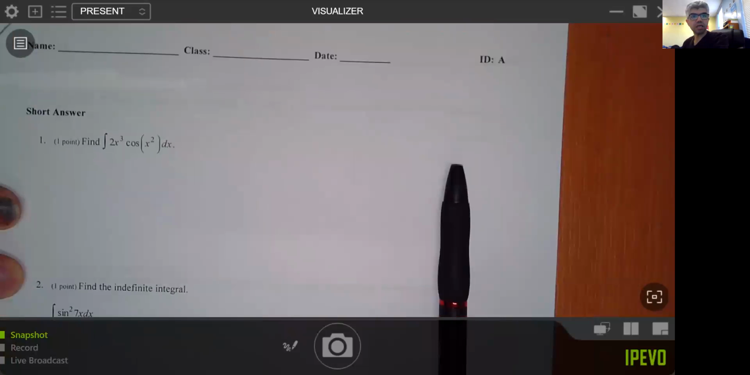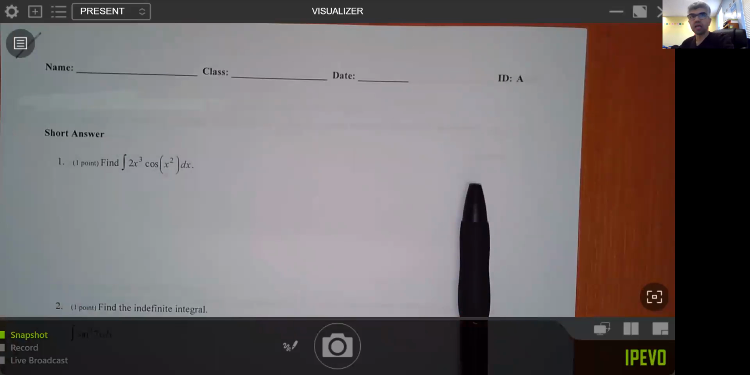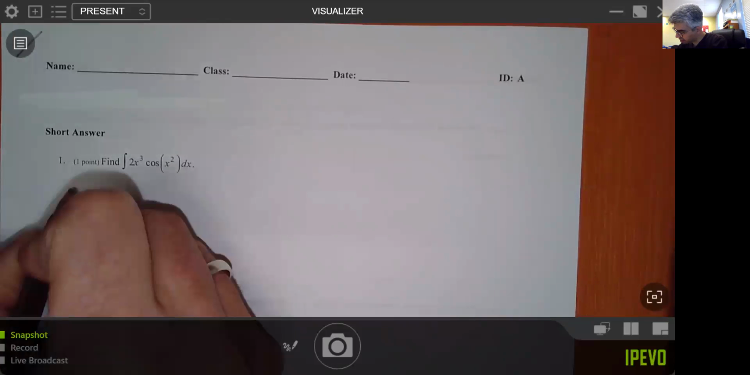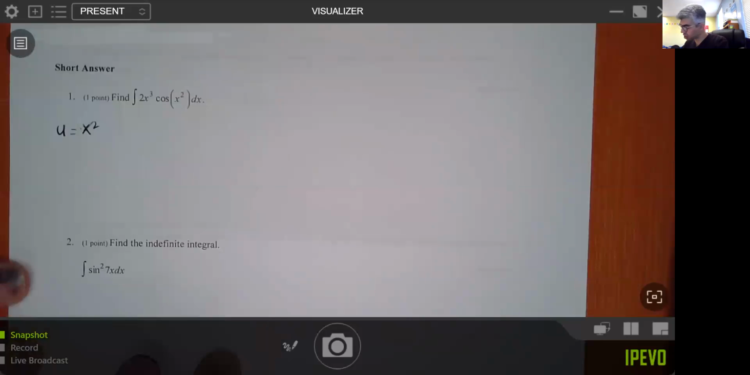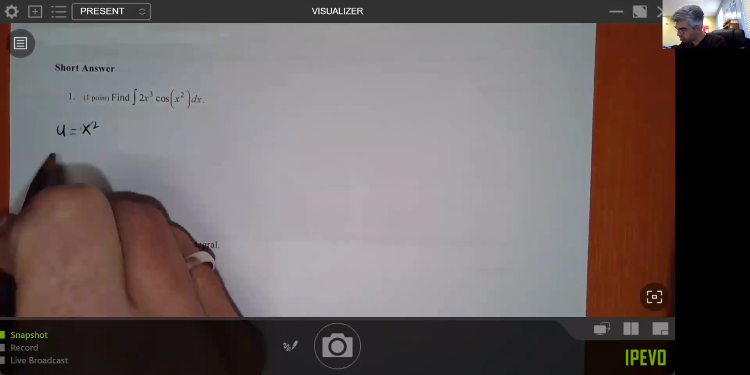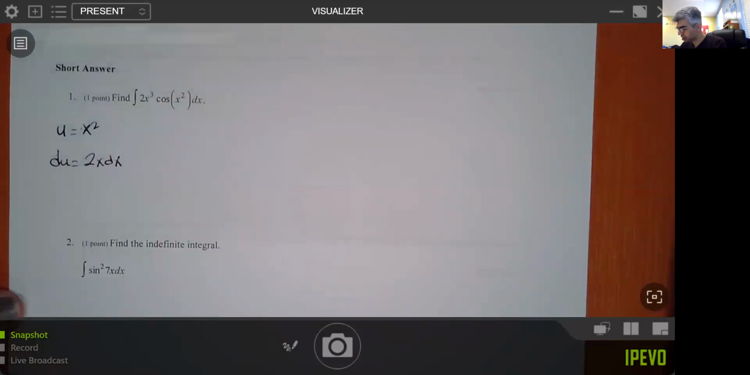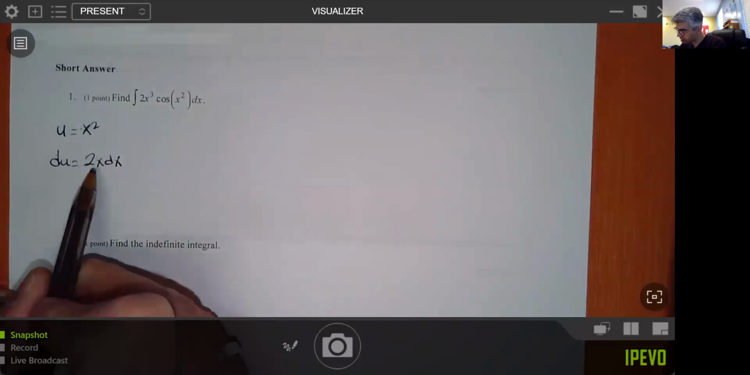Find the integral of 2x cubed cosine x squared dx. So here, what we should do, we are going to use the u substitution, right guys? And since we have cosine of x squared, we can take x squared as u, okay? And then du will be 2x dx, all right? So u is x squared, and taking the derivative of both sides, we have du is 2x dx.